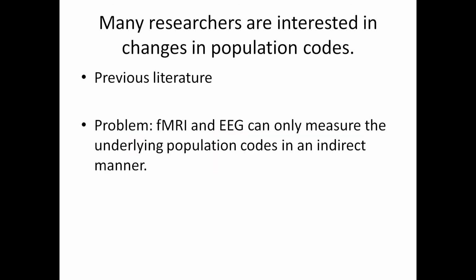But there's a problem. fMRI and EEG can only measure the underlying population codes in an indirect manner. These indirect metrics have difficulty separating some of the encoding mechanisms through their population responses because they're too similar. These problems may make you wonder why most human research has been performed using solely neuroimaging.